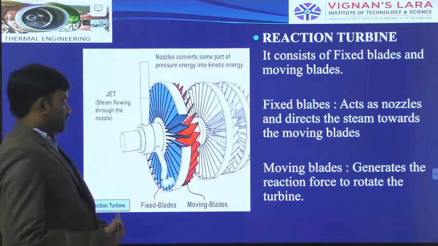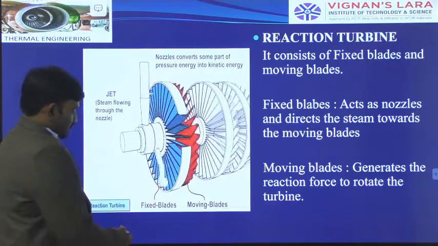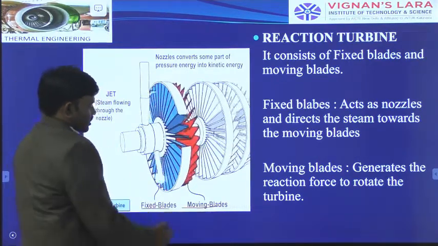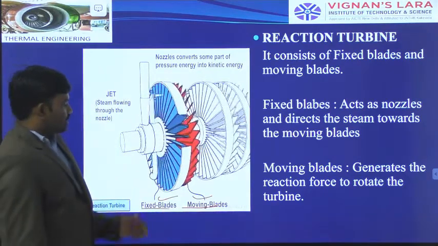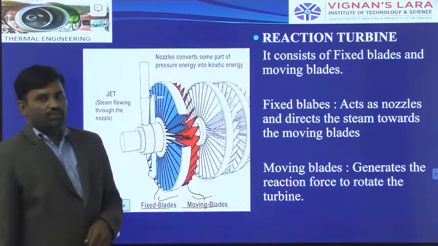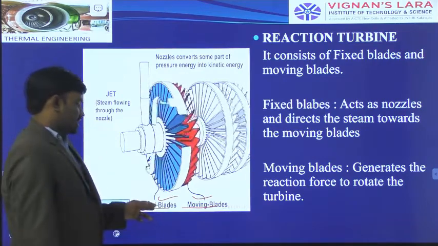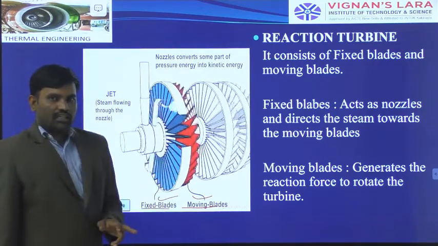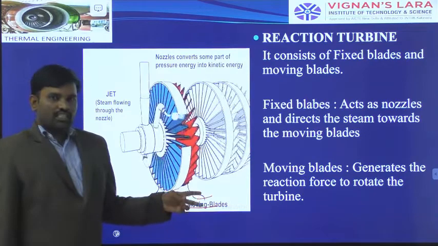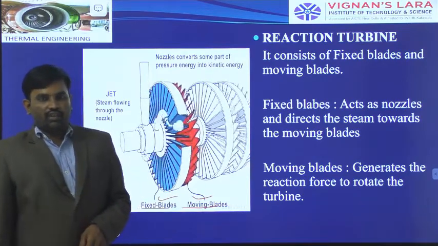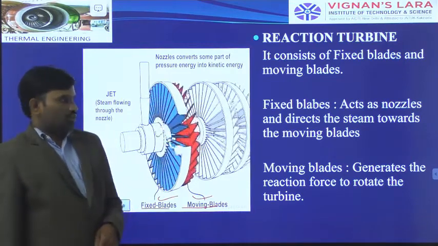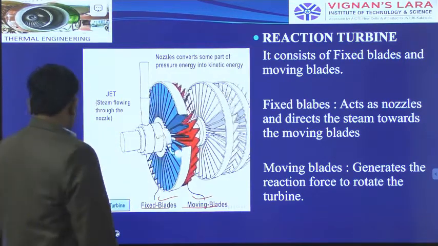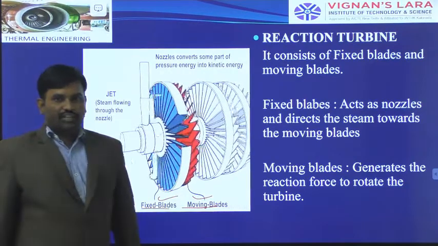And in case of reaction turbine, we are using fixed blades and moving blades. Steam is passing through the fixed blades and moving blades. The fixed blades convert the pressure energy into kinetic energy, and the moving blades utilize that available kinetic energy and convert it into work output. In that manner we are generating the work output in case of reaction turbine.